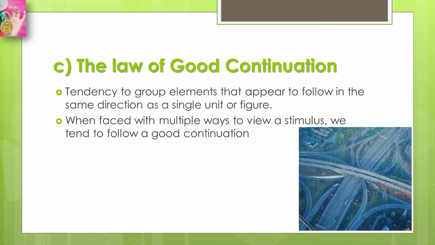The next one is the law of good continuation. The law of good continuation is the tendency to group elements that appear to follow the same direction as a single unit or figure. So in this picture, good continuation is reflected in the strong tendency to identify the straight sections of highway as continuous units and the curved sections of highway as a continuous unit.